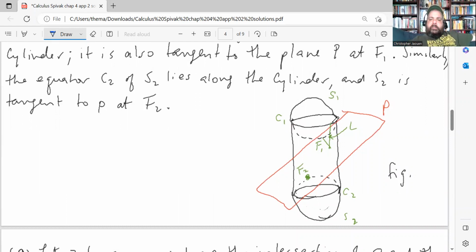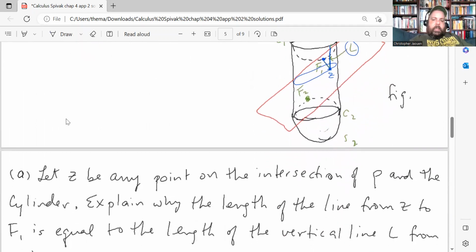L is the vertical line from C1 down to the point. Let me label this so it's easier to see what Z is. This point here is Z. So this point lies on the plane as well as on the cylinder. So in other words, it's part of the intersecting curve, right? So this line segment here is what he's calling L, and the distance from Z to the point of tangency on this sphere is F1. Okay, and then same thing for F2 and C2. Hopefully, like I said, I'm sorry for my terrible drawing, but hopefully you can at least parse what I'm trying to say there. All right, there's 2 parts to this.